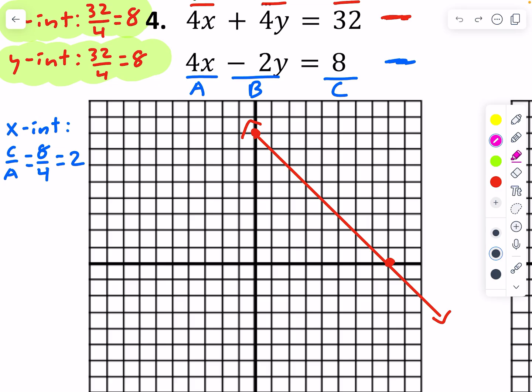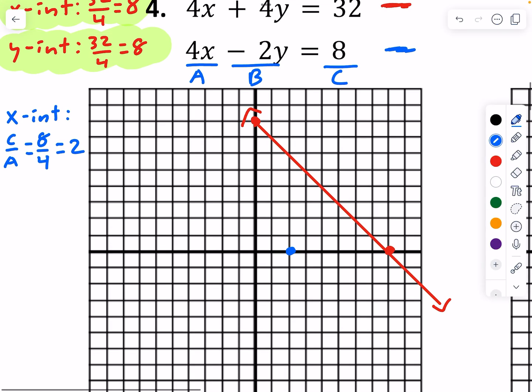So I'm going to go ahead and mark that. I'm going to go on my x-axis and make a point at 2. Now I will do my y-intercept.